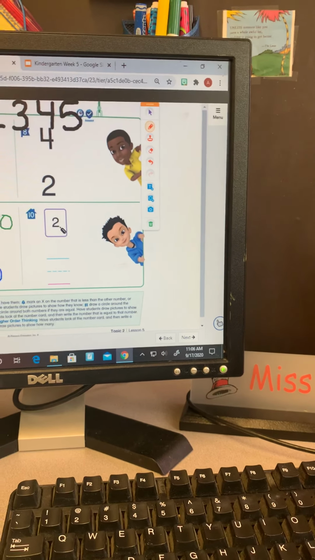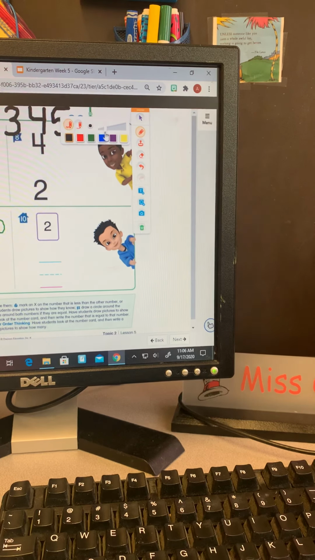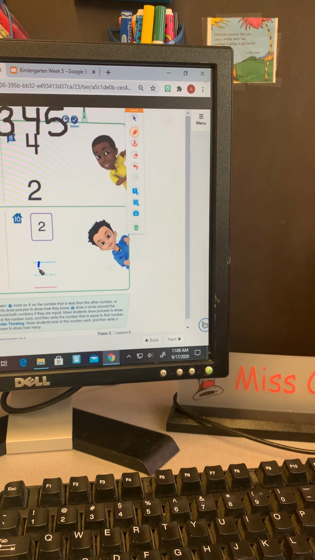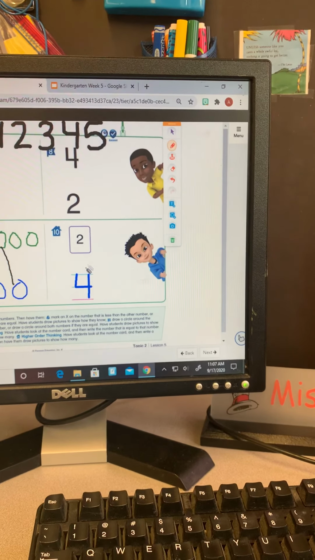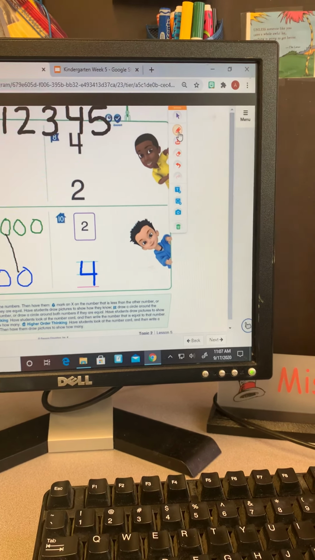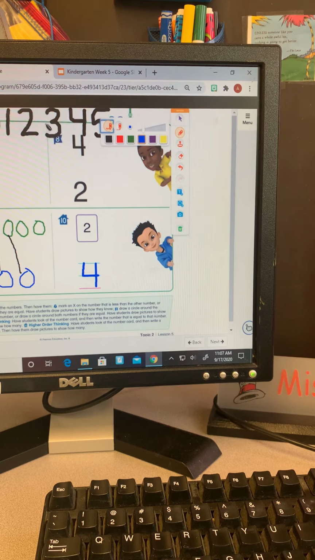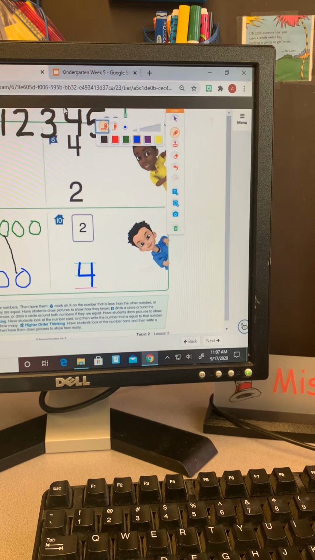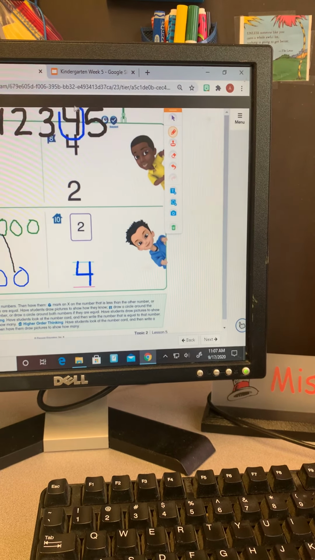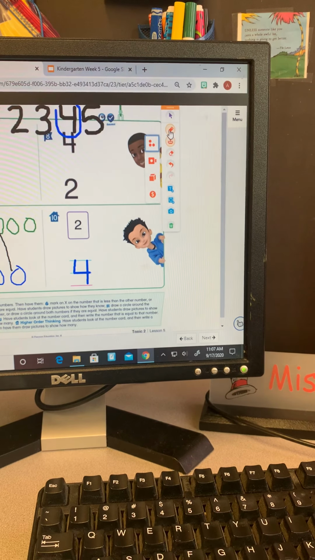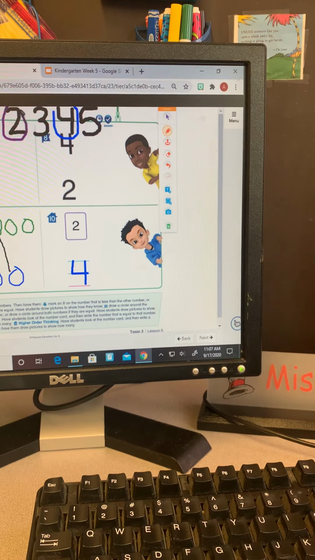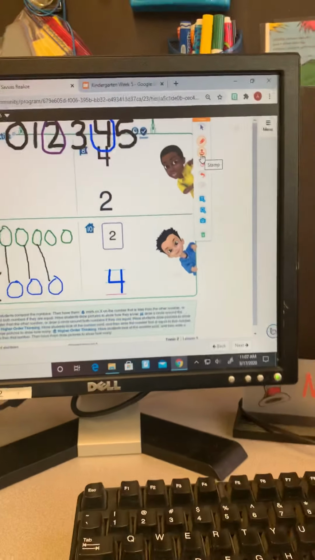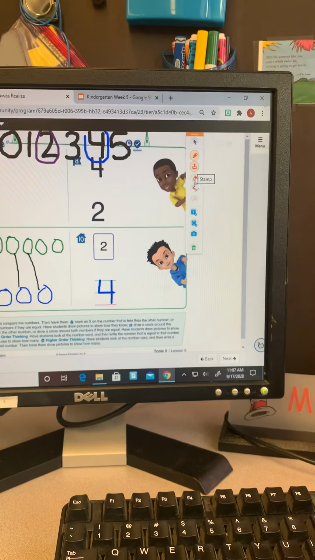They already gave me the number 2. I'm also going to use the number 4. So I have 2 and 4 that I'm going to compare. I'm going to look for those numbers on my number line and I'm going to circle them. So I'm going to go ahead and circle 4. And then I'm also going to circle 2. So this is where I would like your child to explain.